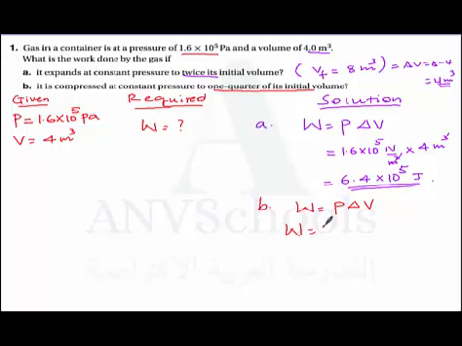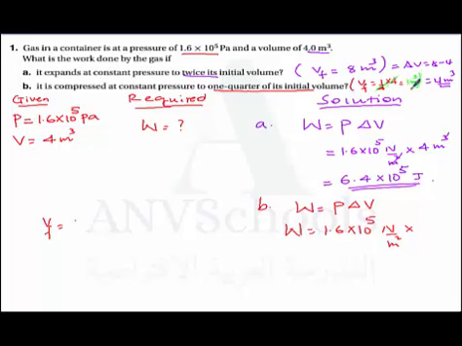The work done by this gas, where the pressure is the same, 1.6 multiplied by 10 to the power of 5 Pascal. Pascal is Newton per meter square, multiplied by change in volume. The final volume is 1/4 of its initial volume. That's 1/4 multiplied by 4. This 4 will cancel by this 4, and we will have 1 meter cube.